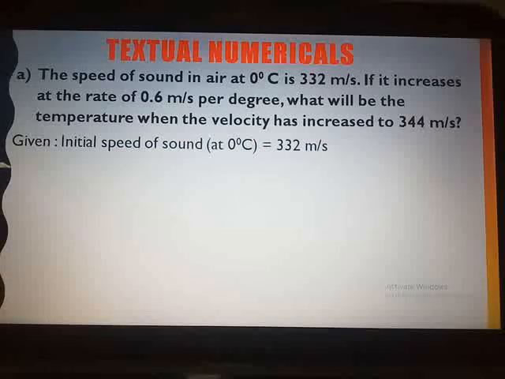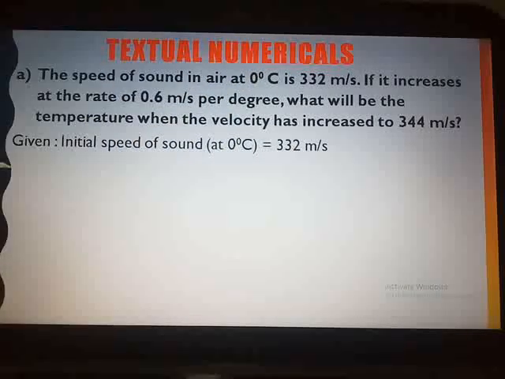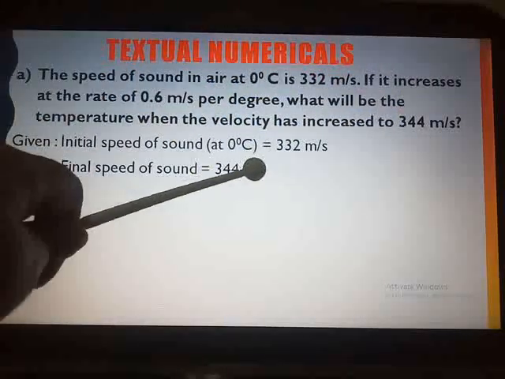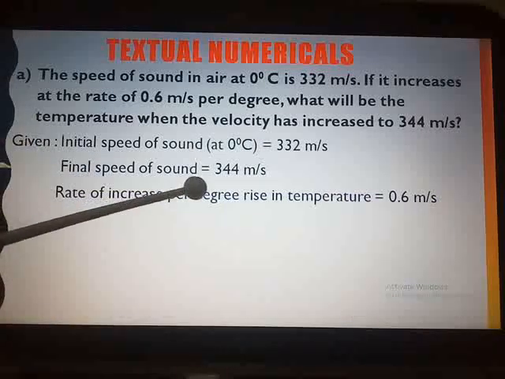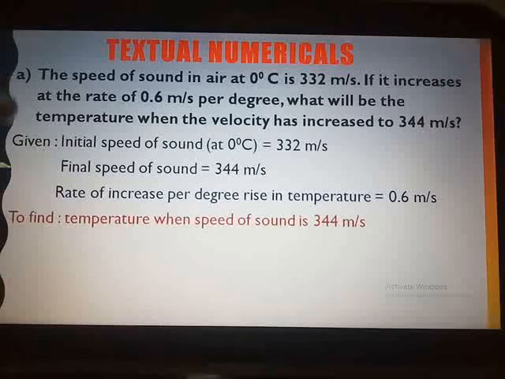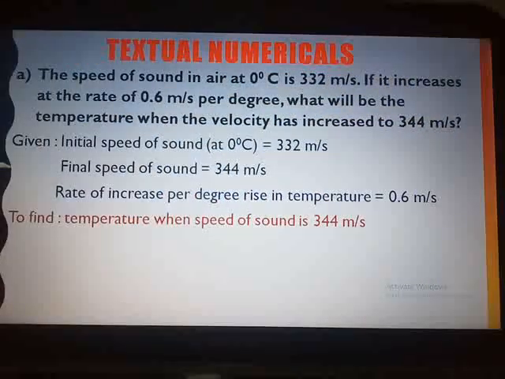First, you will write what is given. Initial speed of sound, that is at 0 degrees Celsius, is 332 meters per second. Final speed of the sound is 344 meters per second. Rate of increase per degree rise in temperature, rate of increase of the speed, is 0.6 meters per second. What you have to find? You have to find the temperature when the speed of the sound reaches 344 meters per second. Initial speed is given, final speed is given, rate of increase in speed is given per degree. You have to find the temperature when the speed reaches a particular value.